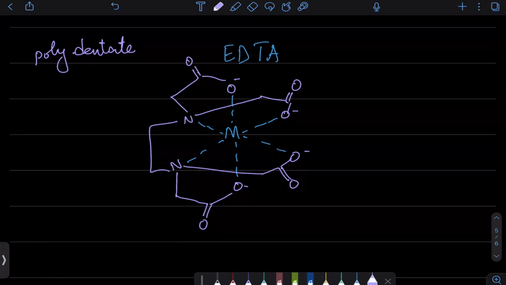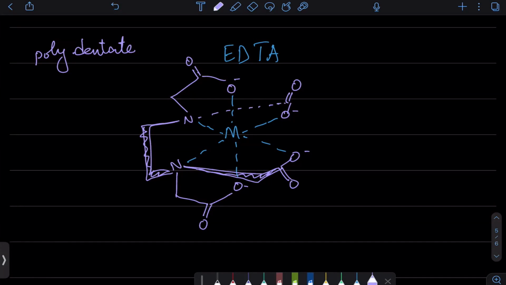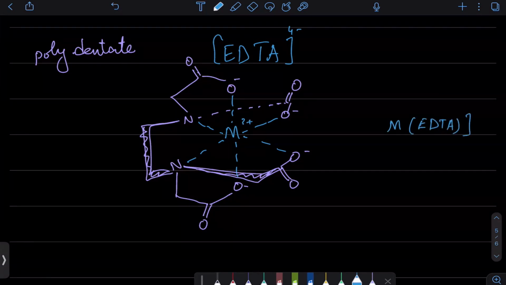In fact, let me show you through a 3-dimensional shape to show that this is in the front. This is in the front. That one is in the back. And that's how they kind of surround the central metal ion. EDTA has a -4 charge. Okay. So it has a -4 charge. So when you bind it with, let's say, M with a +3, you're going to get M with EDTA with the overall -1 complex.